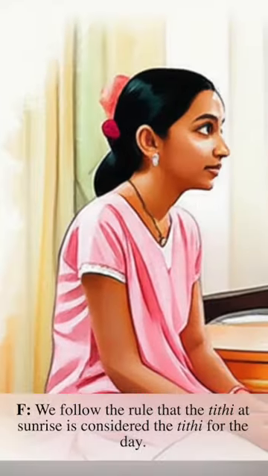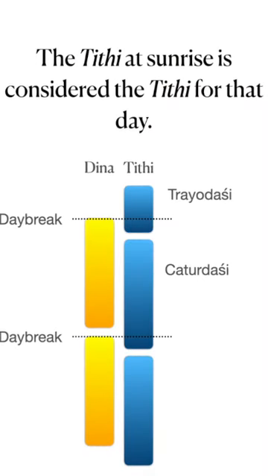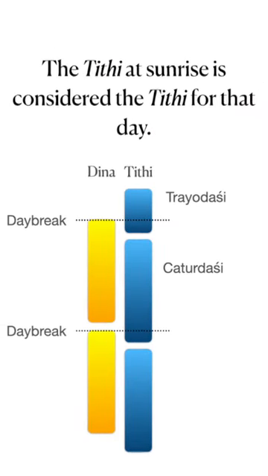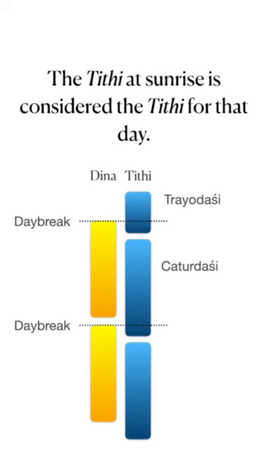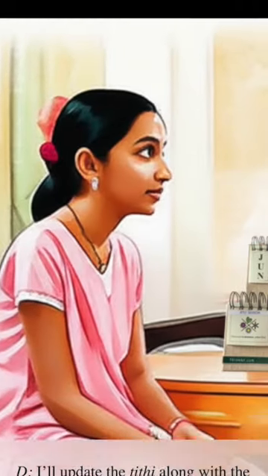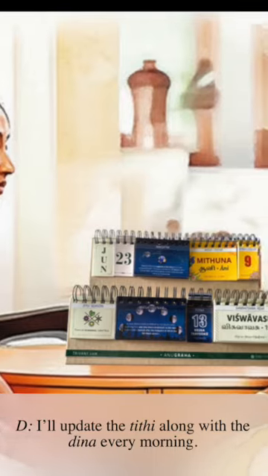So even if Trayodashi at sunrise changes to Chaturdashi later in the morning, the day is still counted as Trayodashi? You nailed it. Got it. So I'll update the Tithi along with the Dina every morning.